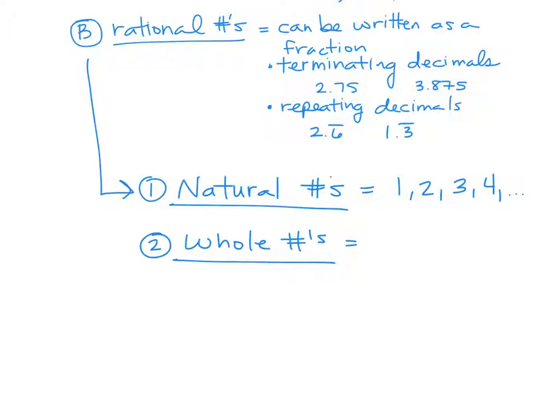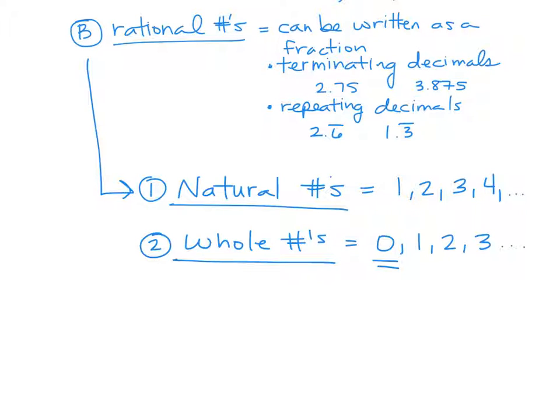All you have to add to your natural numbers is one number. Anyone know what that one number is? It's 0, right? Here's how I tell people to remember this. Your whole numbers are 0, 1, 2, 3, and so on and so forth, okay? So a natural number is a whole number. The only time a whole number is not a natural number is if it's 0, okay?